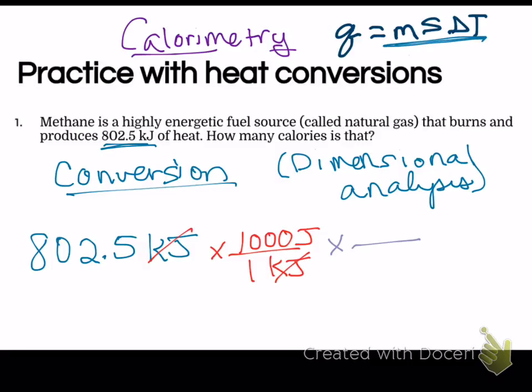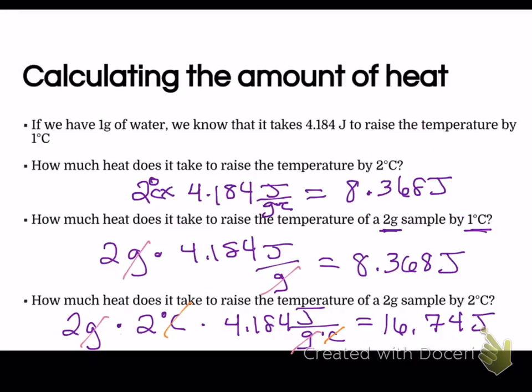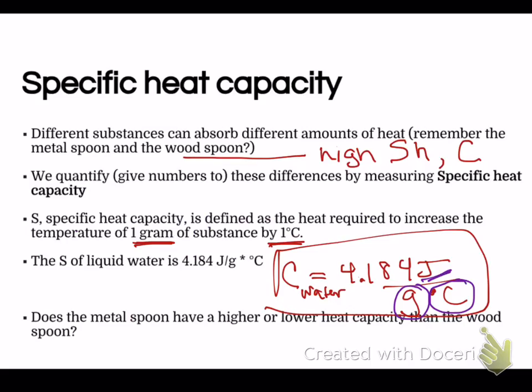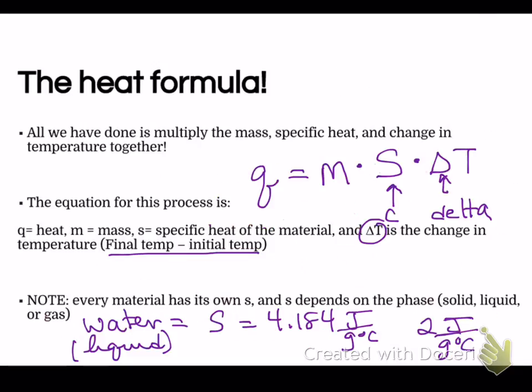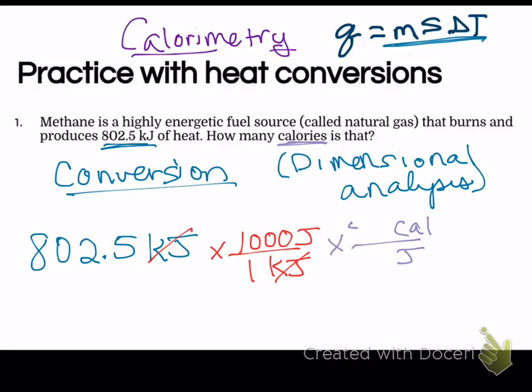So the next relationship, I want to get to calories ultimately from kilojoules. So at this point, our unit is joules. So I want to have some relationship between joules and calories. And so in one of the prior slides, we said that there are 4.184 joules in 1 calorie. So that's the relationship I'm going to use. So whoops, I almost put it in the wrong spot. So 4.184 joules per calorie.